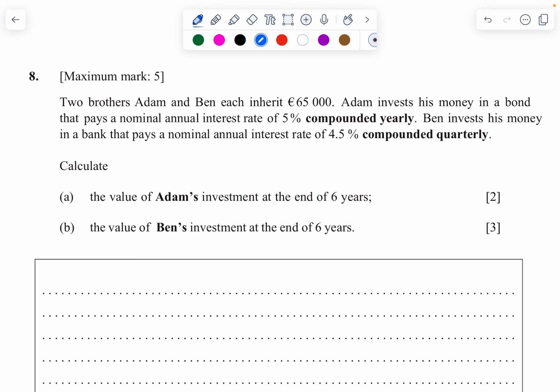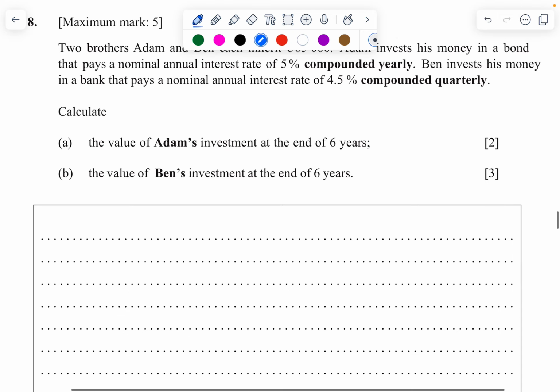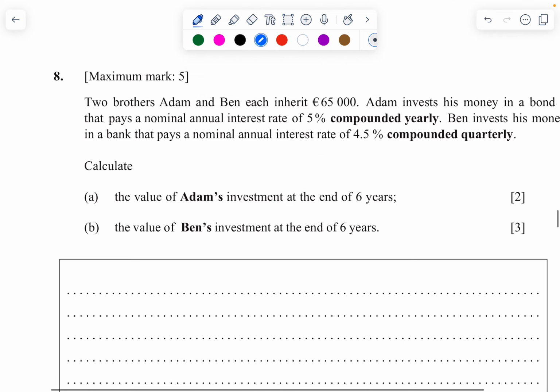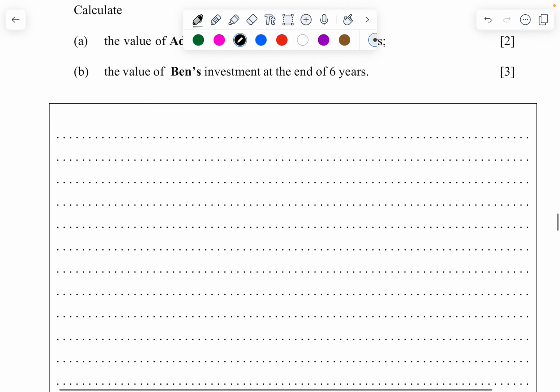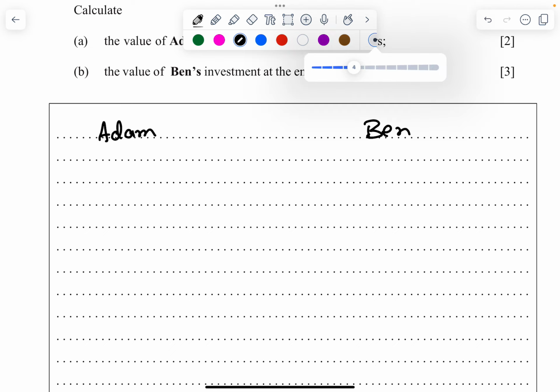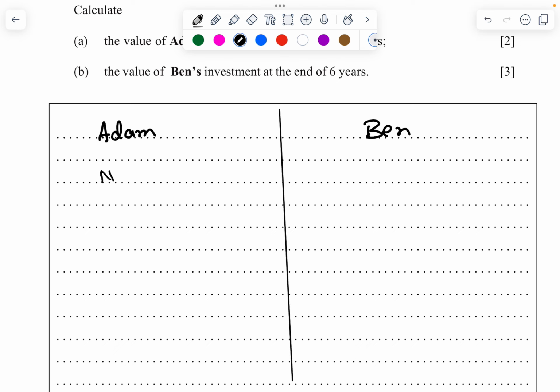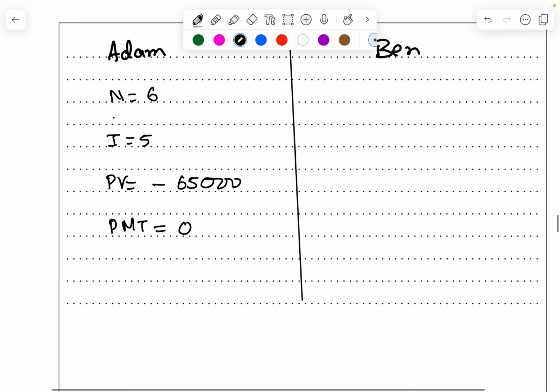Two brothers, Adam and Ben, inherit 65,000 euros. Adam invests his money in a bond that pays nominal annual interest compounded yearly. So we make two things, Adam and Ben. Now for Adam, n equals 6 because yearly, I equals 5 and PV equals minus 65,000 because he's depositing. Then PMT, he's not making any contribution, 0.